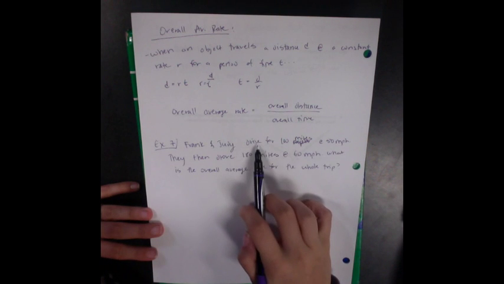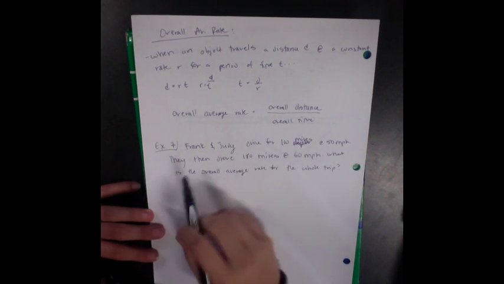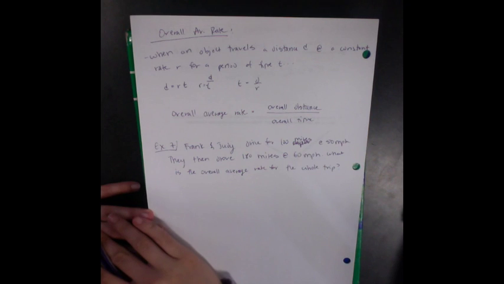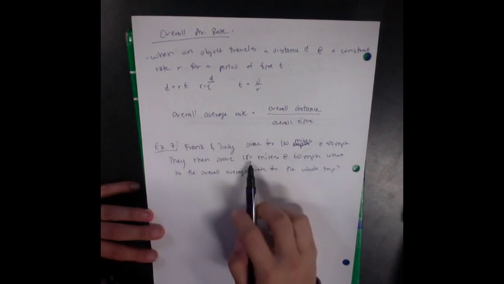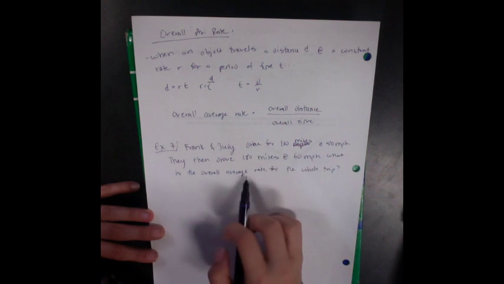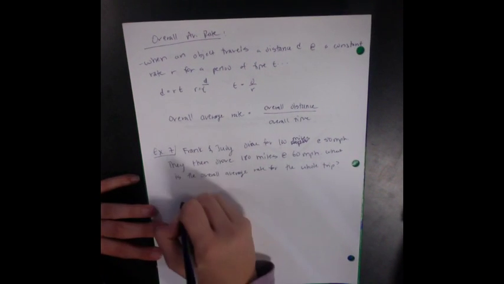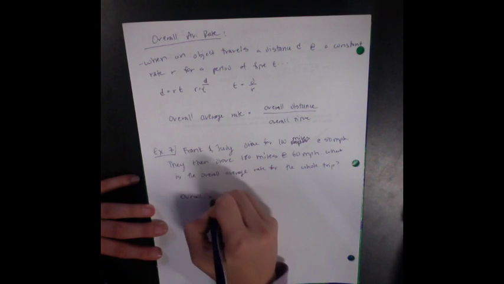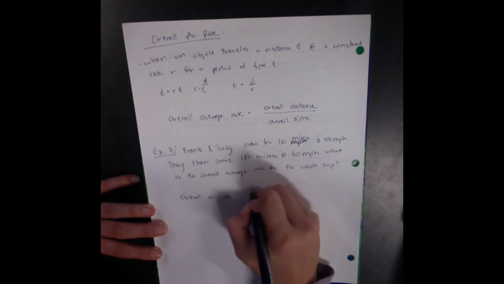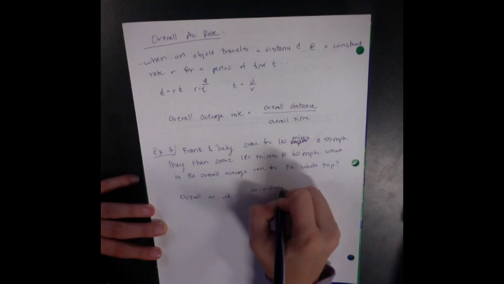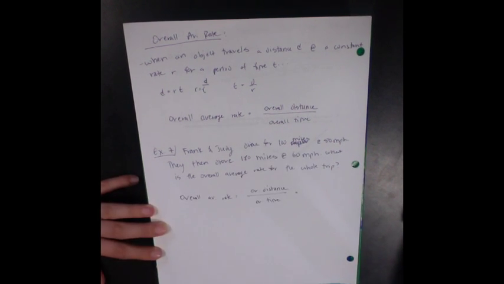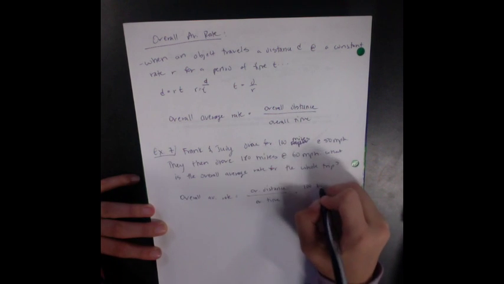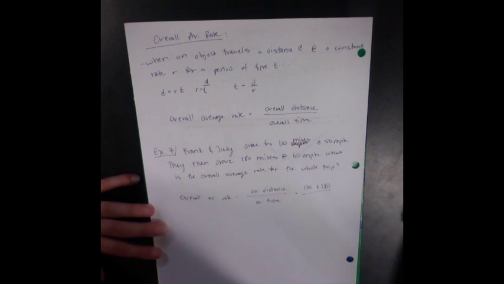Frank and Judy drive for 100 miles at 50 miles per hour. Then they drove 180 miles at 60 miles per hour. What is the overall average rate for the whole trip? So overall average rate, I need my overall distance over my overall time. My overall distance, I have 100 miles for the first leg plus 180 miles for the second leg. And now I need to figure out my overall time.